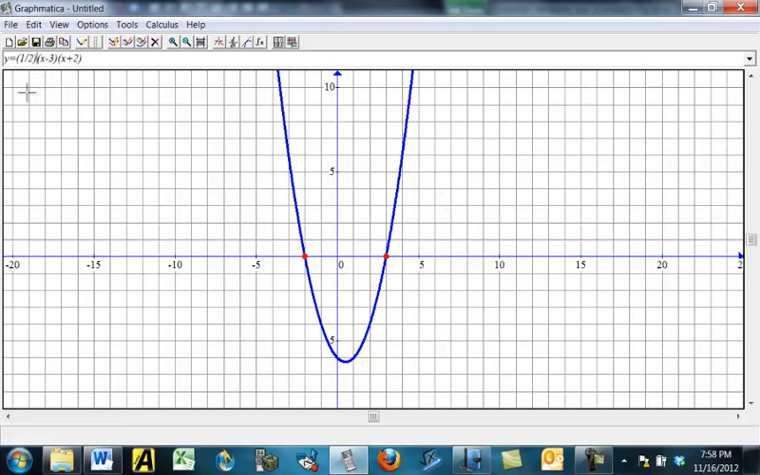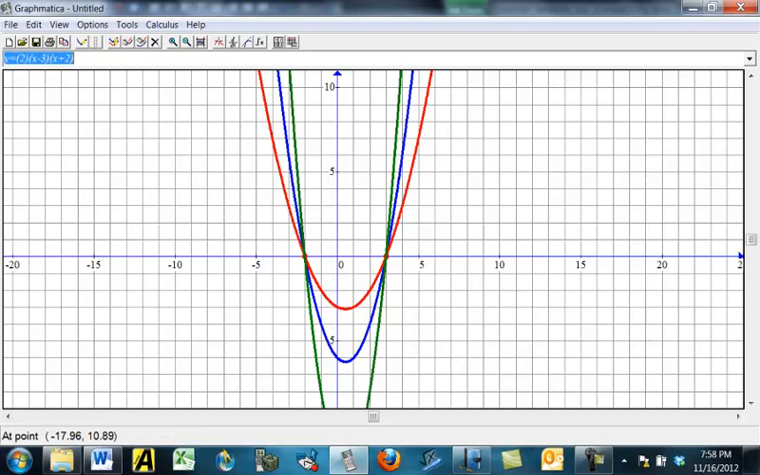And notice again, if I put a constant in front of here, if I put a half this time, now it's going to be half as tall. If I put a 2, it's going to be twice as tall. If I put a 1/5, it's going to be 1/5 as tall, closer to the x-axis.